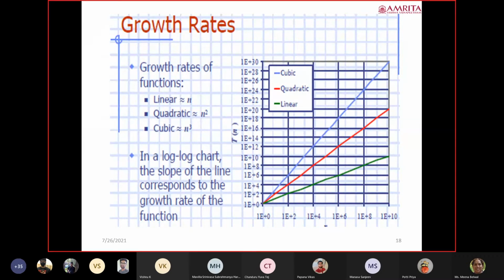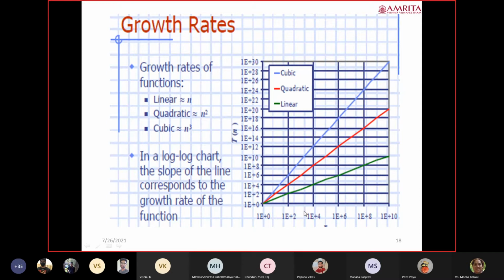So what all growth rates are possible for functions? Many growth rates are possible. The popular ones are linear, quadratic, and cubic. What is linear? If you see, we are showing here a green line. Linear means when your input is changing, the execution time changes at the same rate. This axis is the change of the input, and this is the execution time.